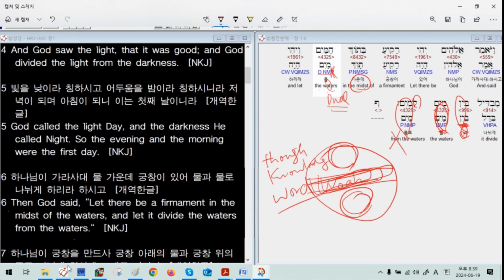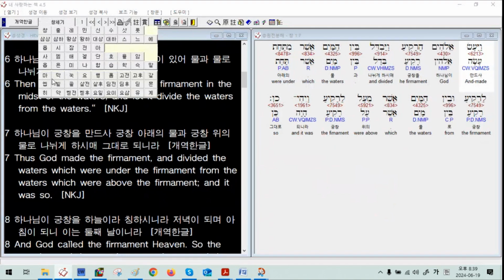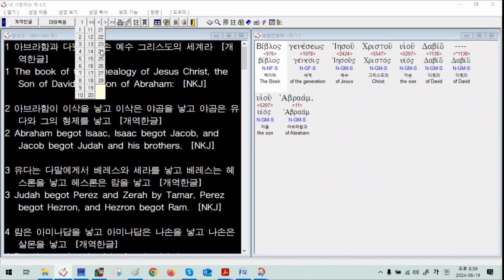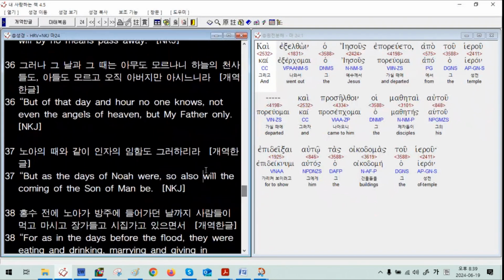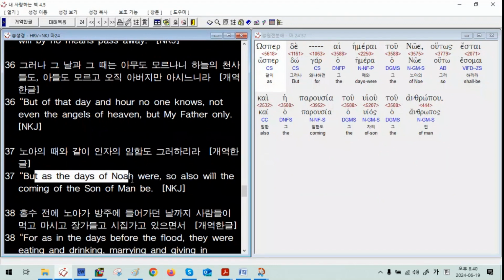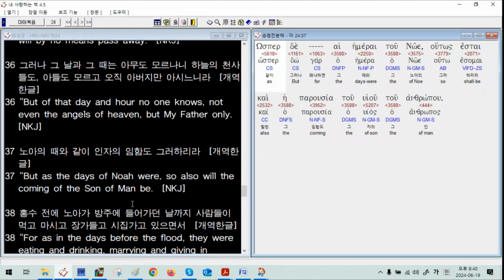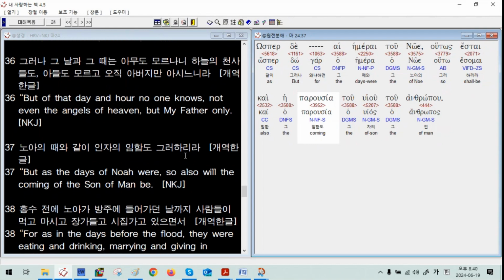That's why when we go to Matthew chapter 24, talking about the days of Noah, go down to 37. As the days of Noah were, so also will the coming of the Son of Man be, right? So the days of Noah are compared with the present. Parousia is not coming. Parousia is the presence. Coming is the erchomai verb. This is not the verb. This is the noun. So the presence of the Son of the human being.